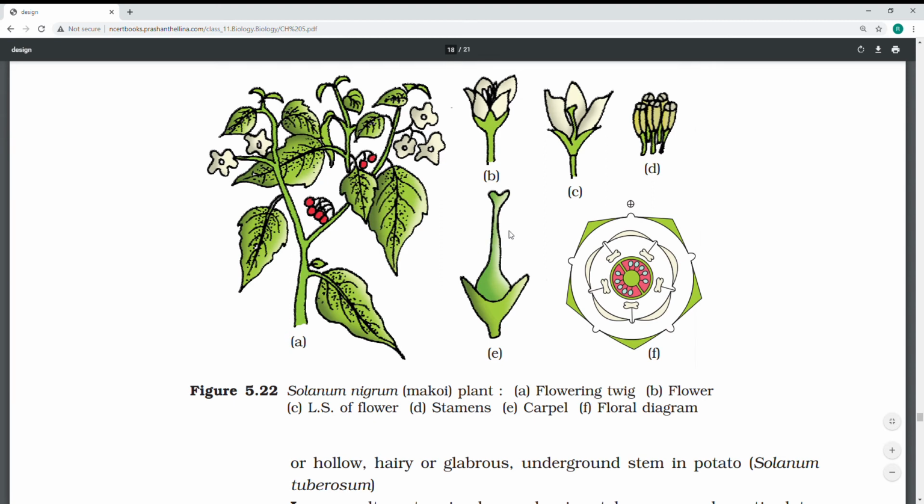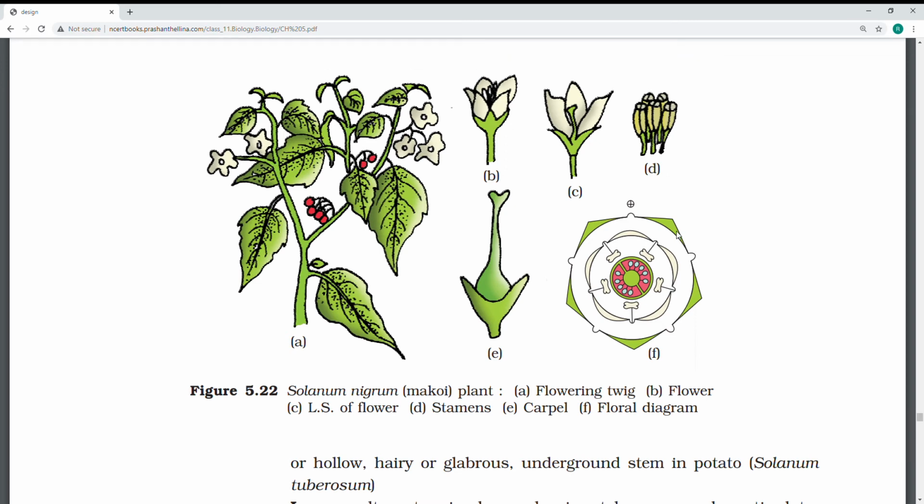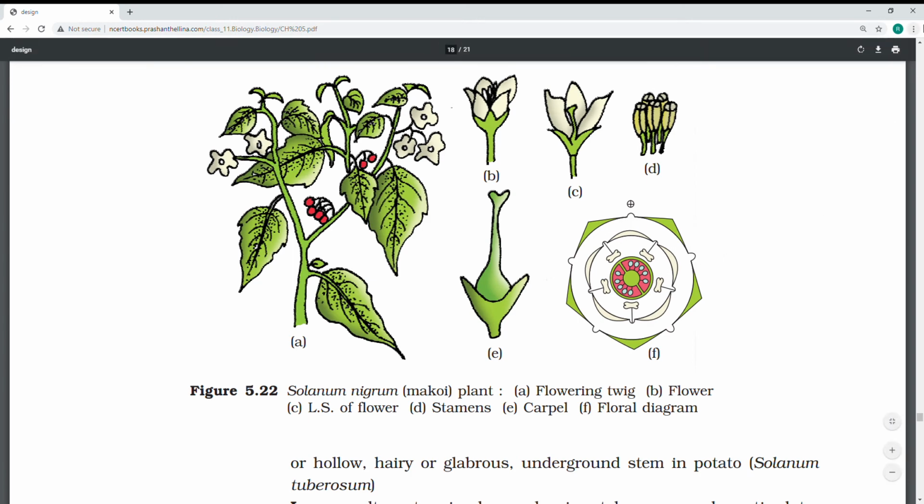A is a flowering plant, B is a flower, L.S. of flower. See the arrangement they are giving here, how the arrangement of calyx, corolla, androecium and gynoecium is. See the outer layer which they have given. Leaves are with unequal laminar base. So see the descriptive part, Solanum tuberosum specifically.